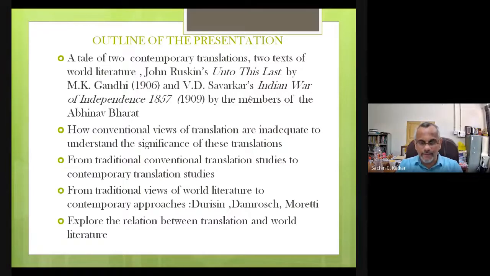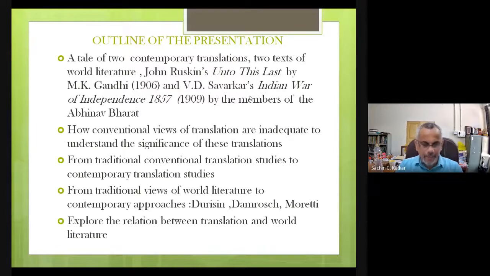Because most of our talk is going to be theoretical, I'm going to ground myself in very important translations and 2 texts of world literature. One is John Ruskin's Unto This Last, which was translated into Gujarati by somebody called M.K. Gandhi, whom I should not talk about much. Everybody knows who he is. And V.D. Savarkar's Indian War of Independence, 1857, which was written in Marathi, but was translated into English and many other languages of world literature by 1909. So these are the two books in translation and two books of world literature that I'm going to be talking about to make my arguments very specific.